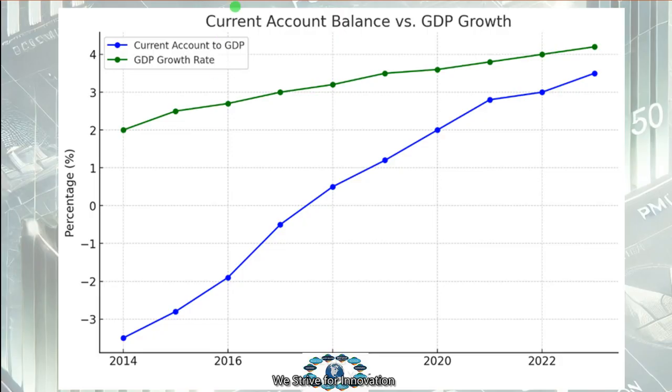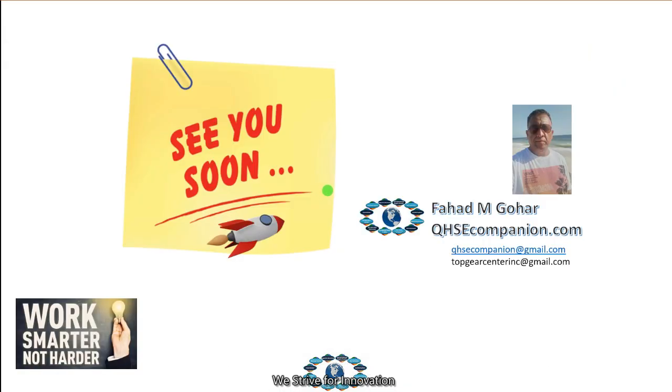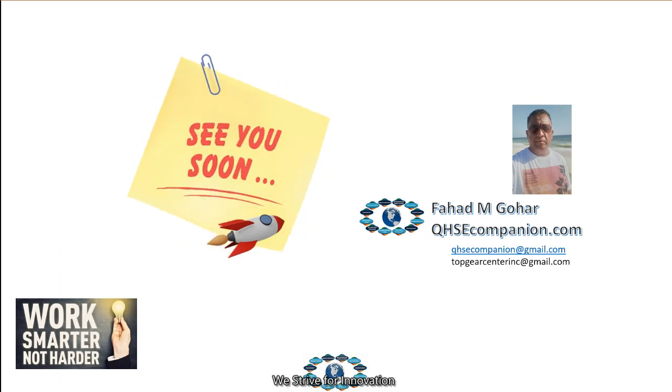And now also the current account balance versus GDP growth. Current account balance, as you can see here, the blue one, and the GDP growth. They almost go up as a pair. And I hope this was very helpful to understand the concept of current account to GDP, and you can use it in your own trade.